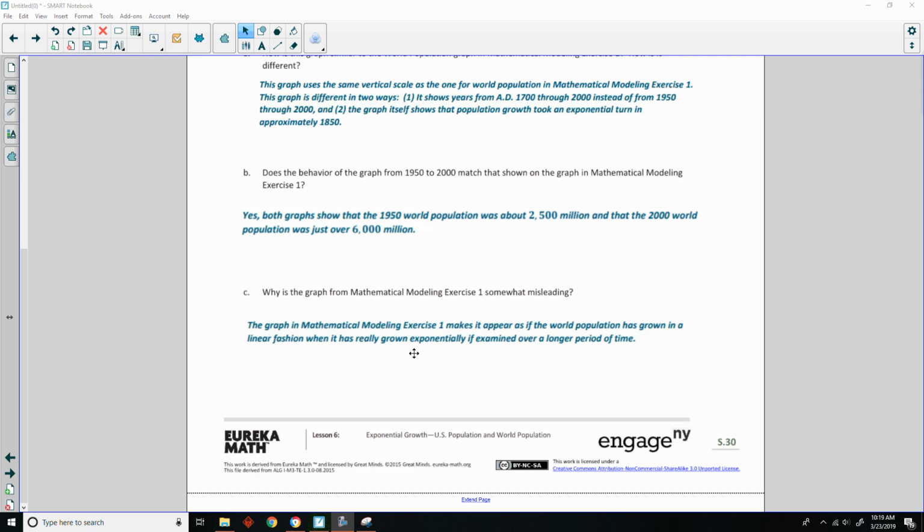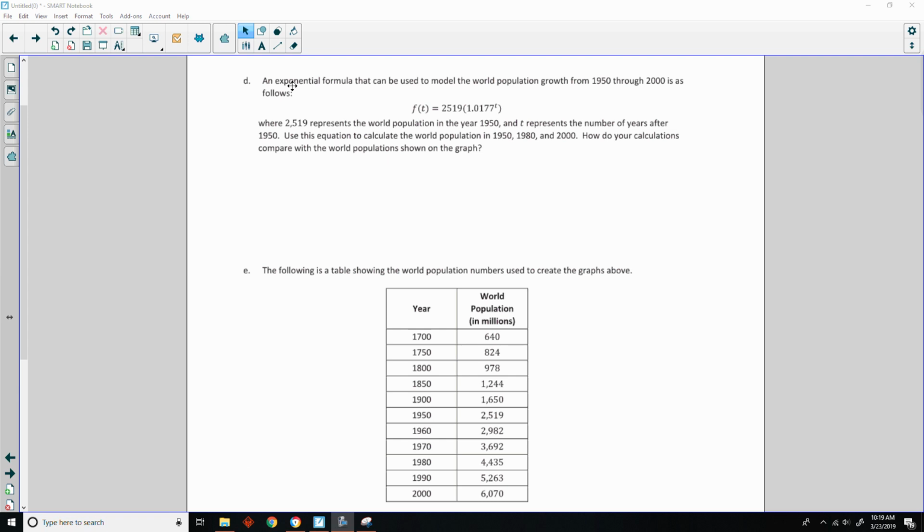Part C says, why is the graph from mathematical modeling exercise 1 somewhat misleading? Well, the graph in the mathematical modeling exercise 1 makes it appear as if the world population has grown in a linear fashion when it has really grown exponentially if examined over a longer period of time. Okay, part D.